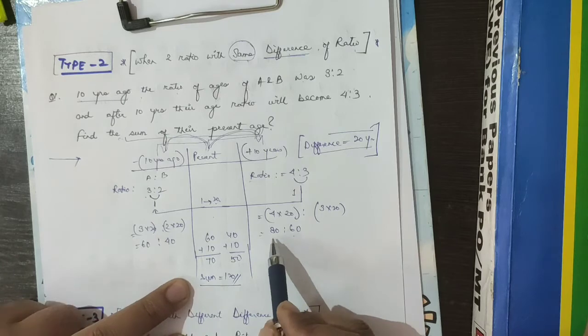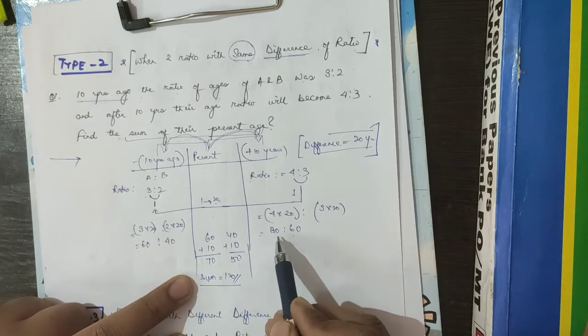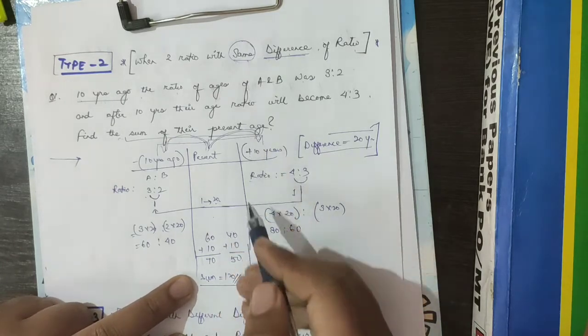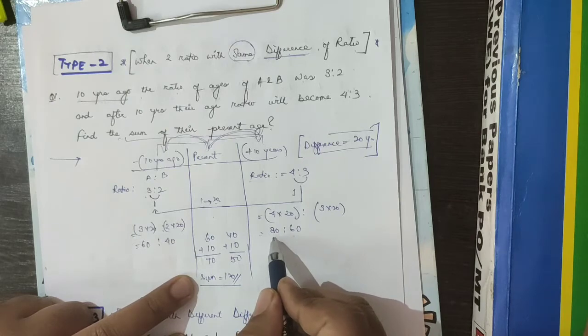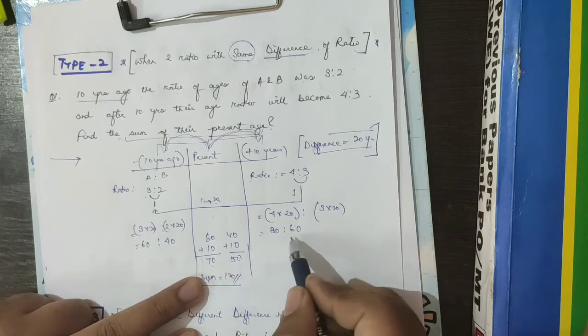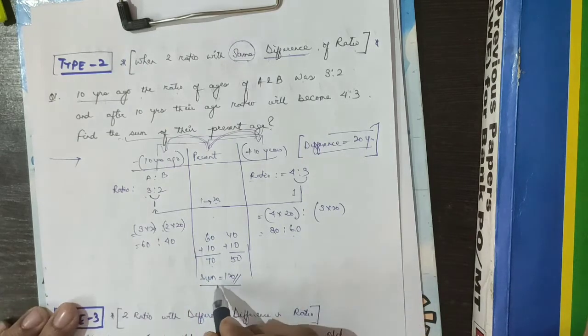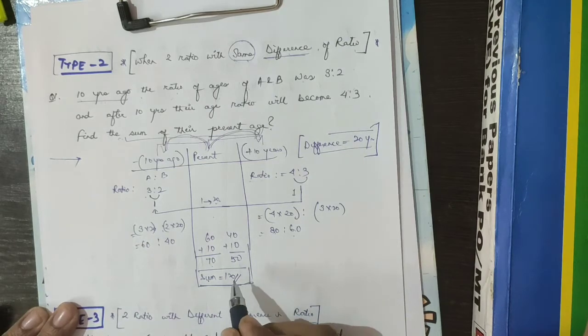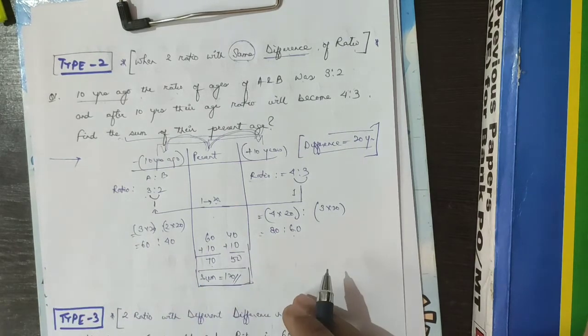You can solve this even from the other side. If you go from plus 10 years to the present, you have to subtract 10. So 80 minus 10 is 70, and 60 minus 10 is 50. So that's how we solve the problem for this question.